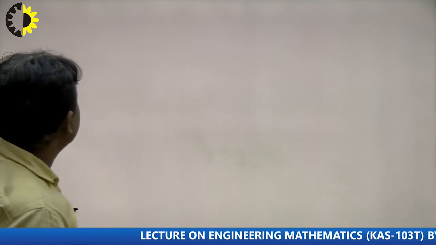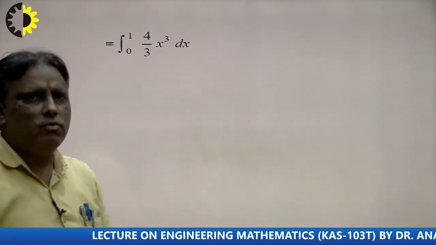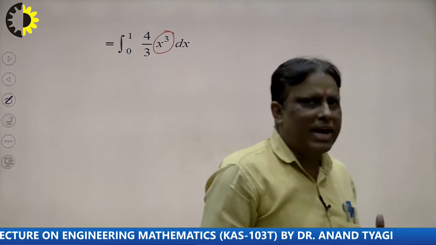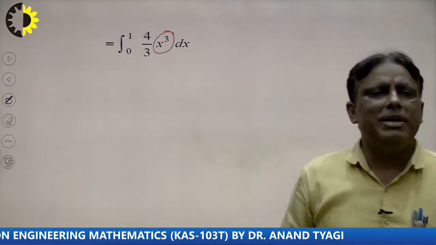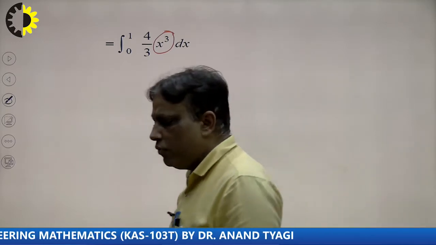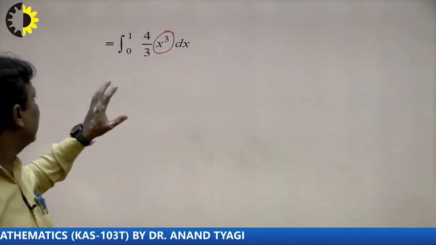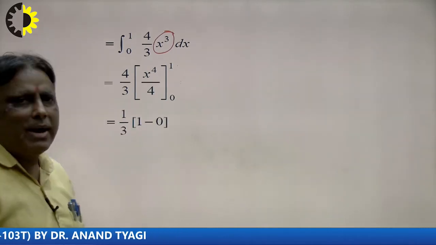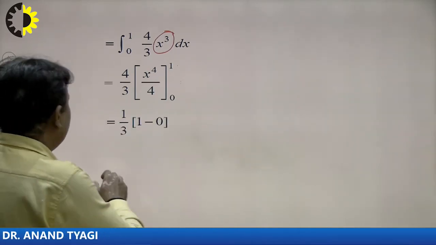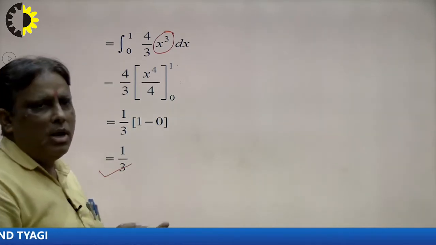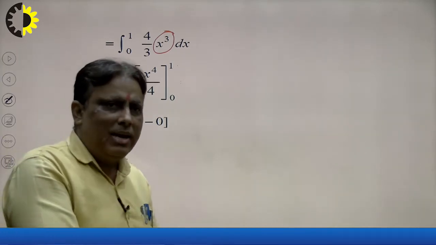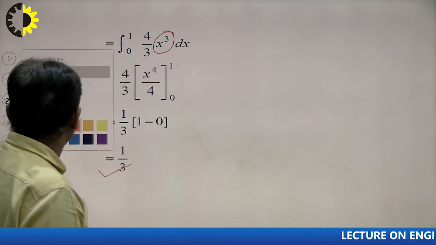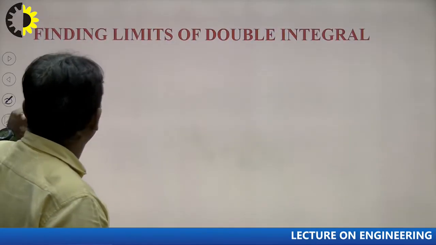And what will be the integration? We see here 4 by 3 x cube. And what is the integration of x cube? Students know what the integration of x cube is. Integration of x cube will be x to the power 4 upon 4, and the 4s cancel out, and the answer will be 1 by 3. So in this way, very carefully, first of all we integrate with respect to the variable and then with respect to the constant limit. So students, listen very carefully and see here one by one.